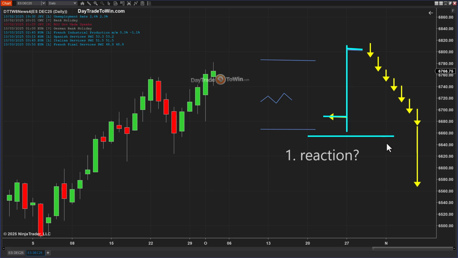So what I like to do, instead of just following the crowd because the news is bullish or bearish, is wait for the reaction. I like to then do the opposite, and I do the opposite only after it breaks the low of this reactionary bar. You can wait till it closes, but I'm going short.